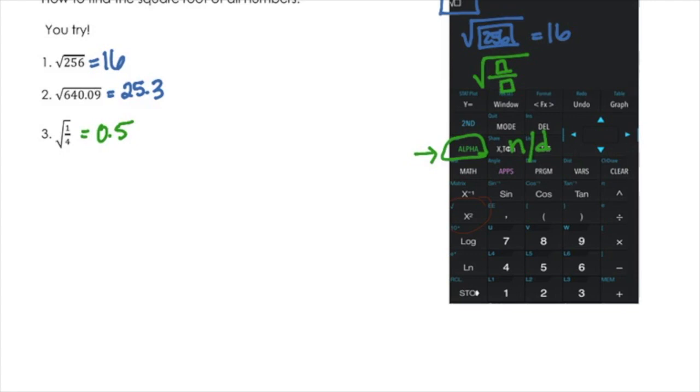And that's pretty much all you need to know for today's lesson: how to input square roots into your calculators and do different operations with them, and how to identify something that's a perfect square and something that is not.